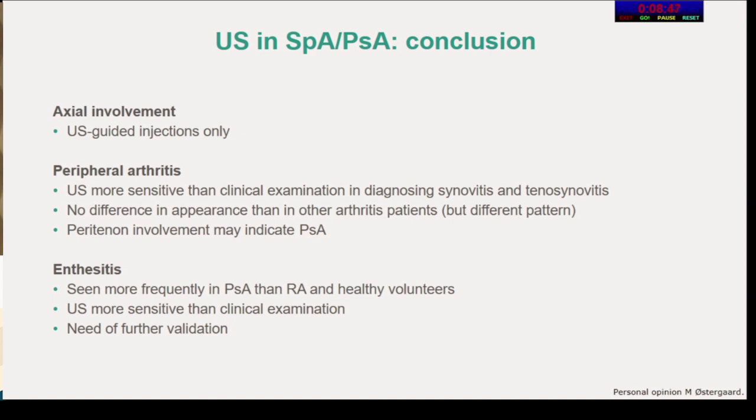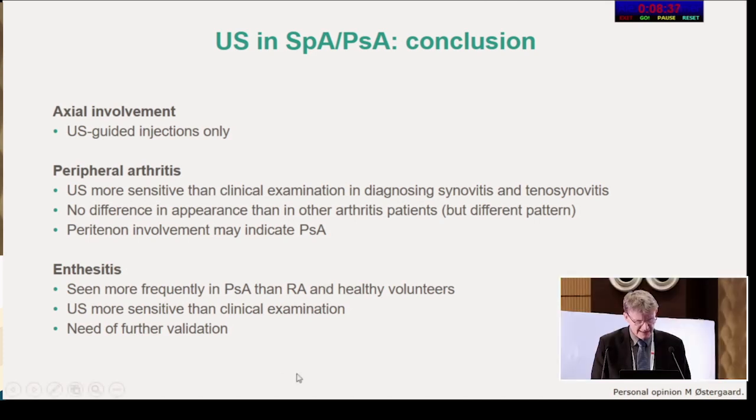It matters which machine you have, particularly for Doppler signal. It's important that you have a high quality machine. They are much more sensitive. Then regarding enthesitis, of course, that's more frequent in psoriatic arthritis and in peripheral SpA in general than it is in RA. And ultrasound is again more sensitive than clinical examination.